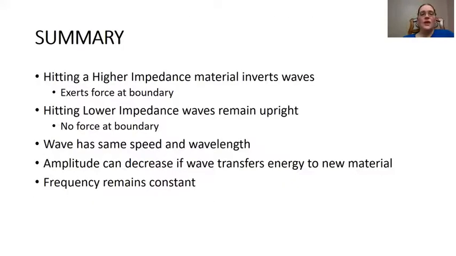So in summary, whenever a wave hits a higher impedance material, it's going to invert, it's going to flip over. The crest is going to become a trough at that point because there's going to be a force exerted at that boundary. But if you hit a lower impedance material, the wave is going to stay upright. Lower impedance materials cannot exert forces in that way, so the wave will never flip. Since we're staying in the same material, all reflections will have the same speed and the same wavelength. You will see a decrease in amplitude if the wave is able to transfer energy to the new material, and frequency will always remain constant.